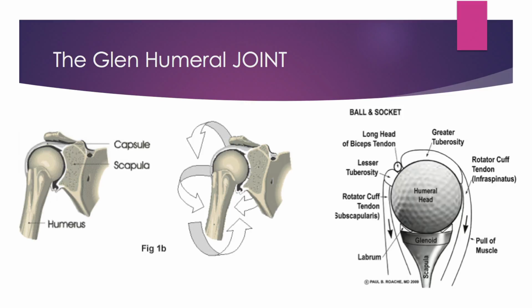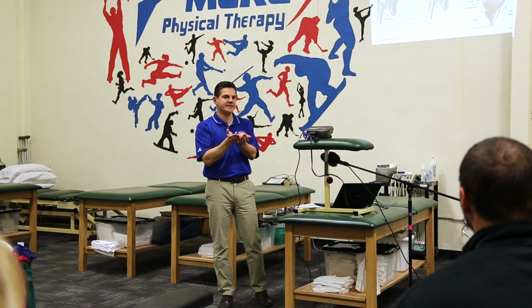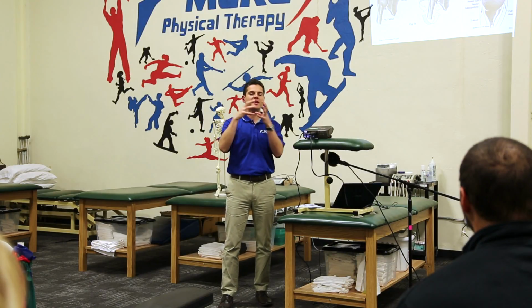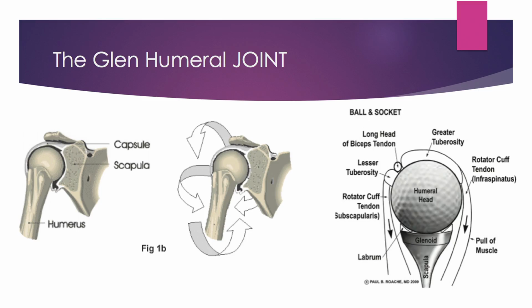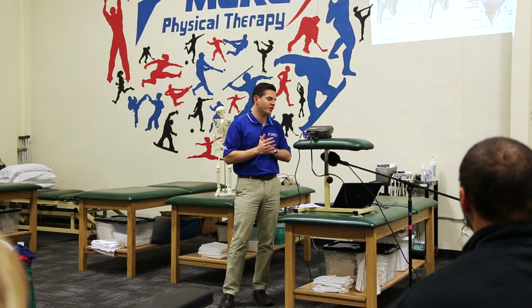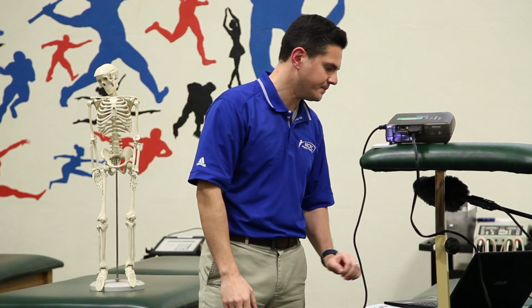The way that it actually works is more like a golf ball on a tee. So the ball is much bigger than the actual cup that it sits in. And it makes it very unstable, and a lot of different things need to work together in order to keep that ball on the tee. So seeing that illustration makes you appreciate a little bit more why there are so many types of injuries that can happen to the shoulder when that balance isn't there 100%.